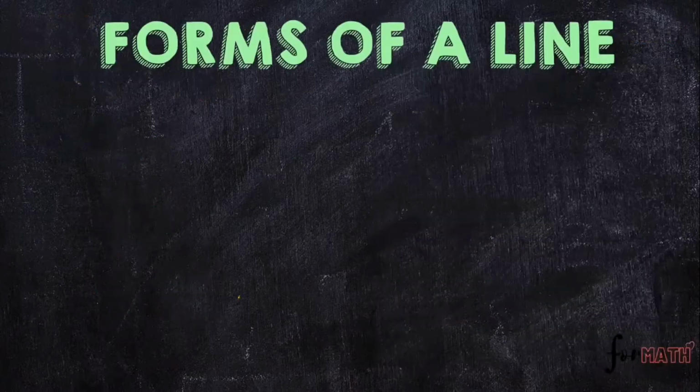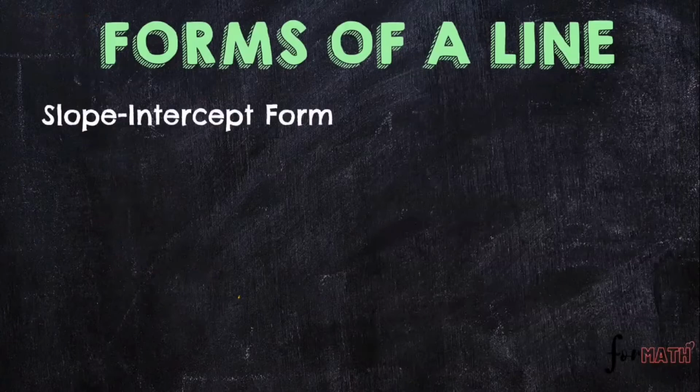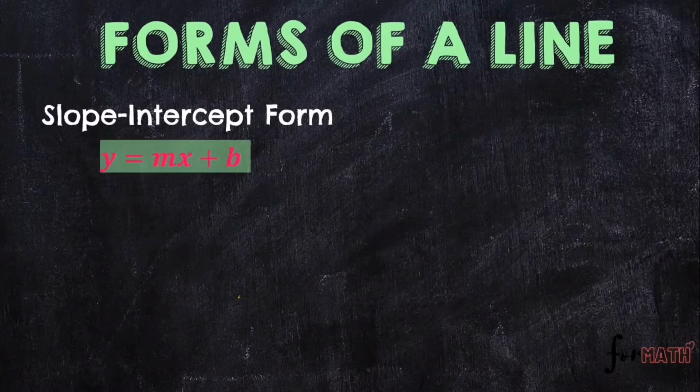Okay, now let's talk about the forms of a line. Number 1, we have the slope-intercept form. So the slope-intercept form is in the format of y equals to mx plus b. Wherein yung m po natin, yan yung ating slope. Di ba yan yung slope natin? And then yung b natin is the y-intercept. Kaya siya tinawag na slope-intercept form.